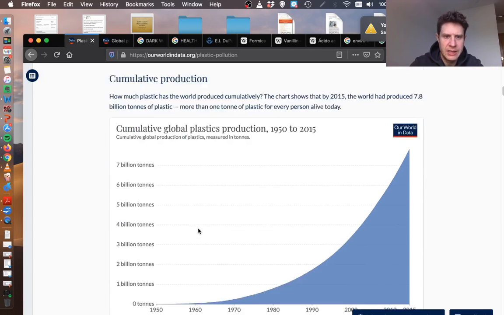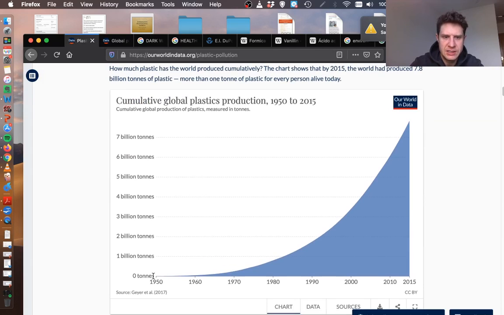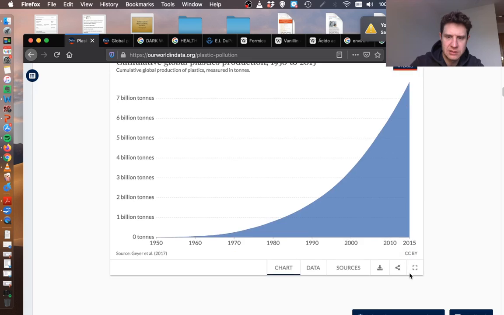Good. Next. Here you can see it. Accumulated global plastic production. We have been accumulating plastics from the 50s. Here we are, accumulated in the world in 2015, 7.8 billion tons accumulated.